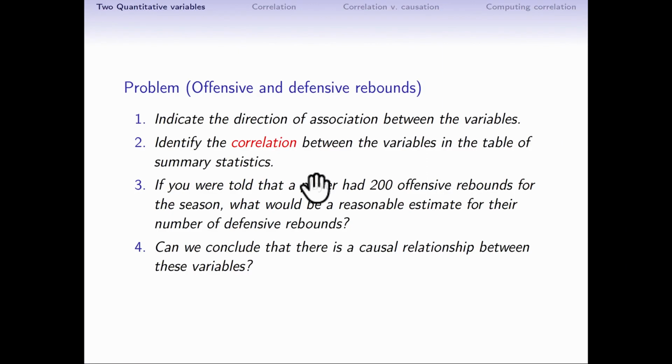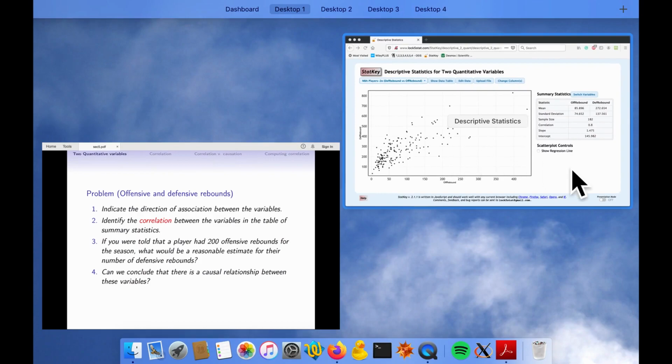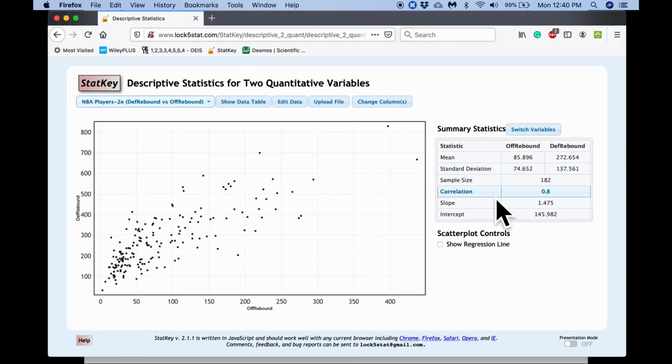Next, identify the correlation between the variables in the table of summary statistics. Now, we'll have a lot more to say about this correlation before this section is through, but for now, let's just know where to find the correlation in the set of summary statistics. So associated with a scatter plot is a quantity called the correlation, and in this case, we can see that the correlation is 0.8. By the time we're done with this section, we'll know how to attach some meaning to that value 0.8. But for now, let's just satisfy ourselves to know where to find it in the summary statistics.